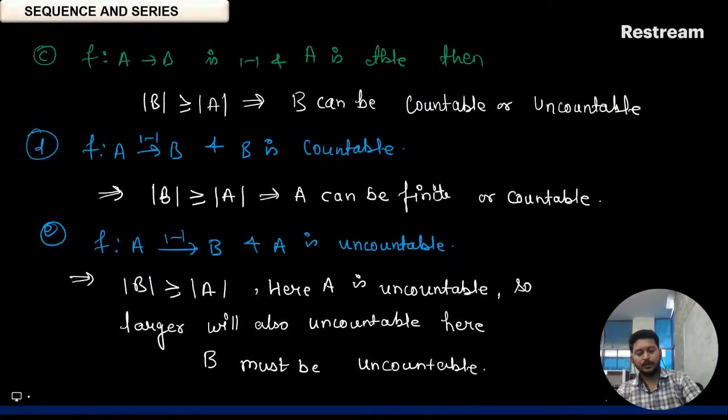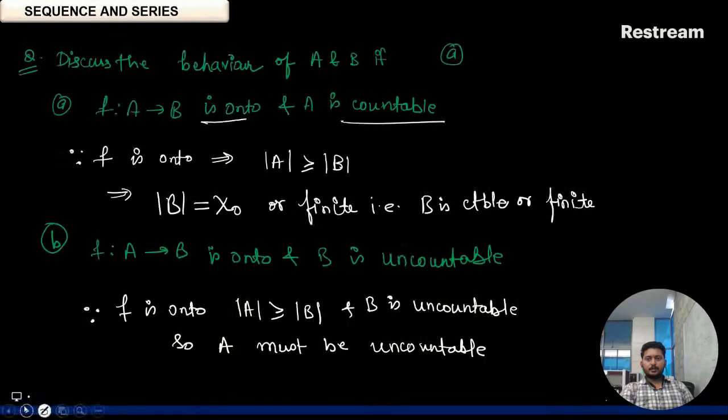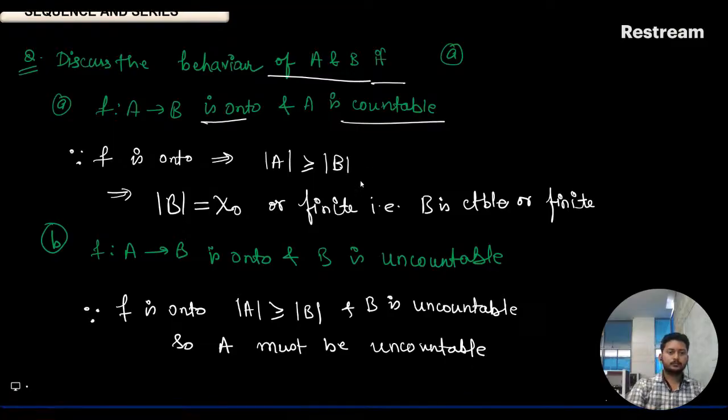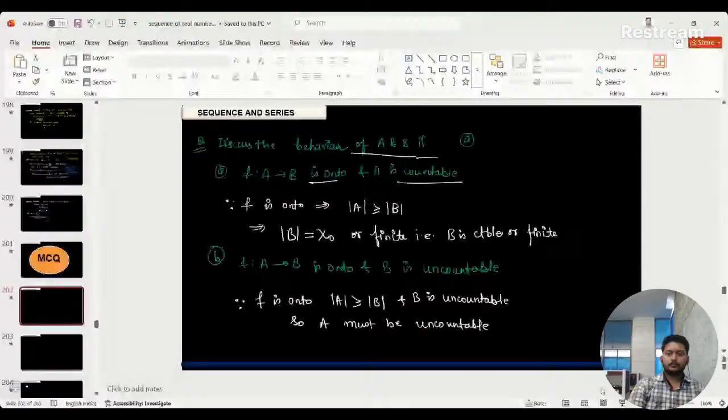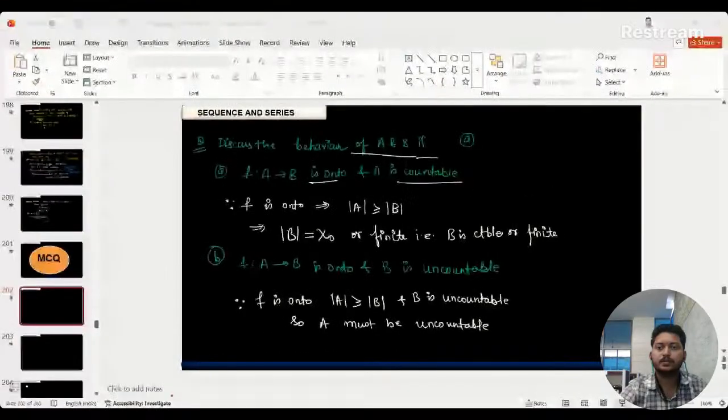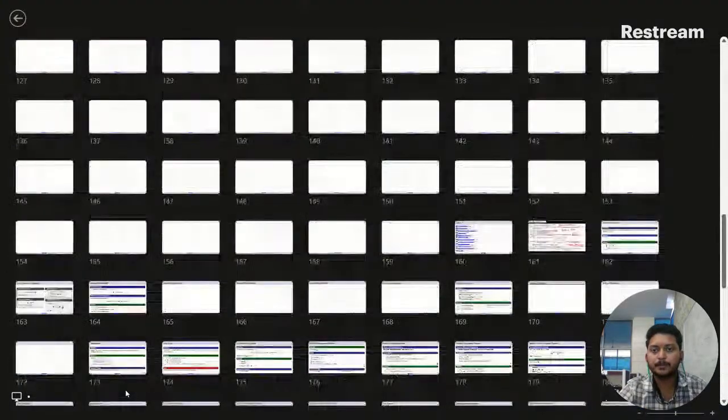Okay. So these are the basic assumptions which are used in transfinite numbers and their types, countable and uncountable. When you take the discussion of behavior of A and B, if countable, uncountable. Okay. So move on to the next part. Which slide am I on? 58.